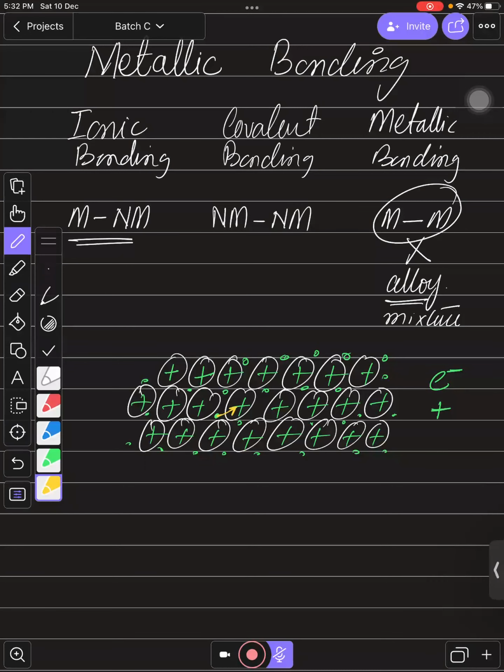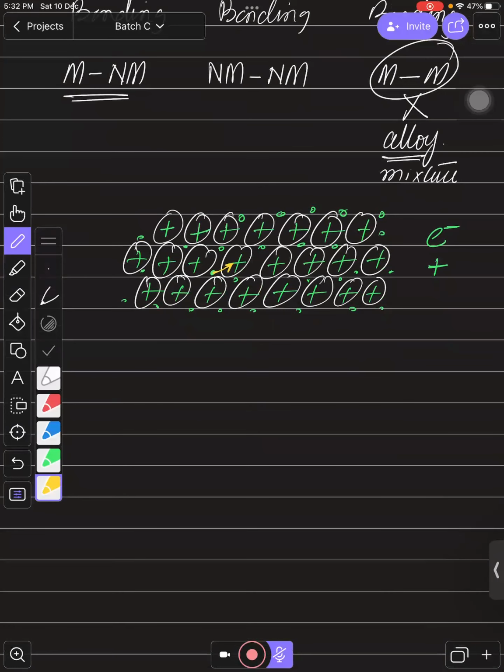So you can say that it is actually the positively charged ion. Now, again, this is all about the ions. So you can say that this is the electrostatic force of attraction.